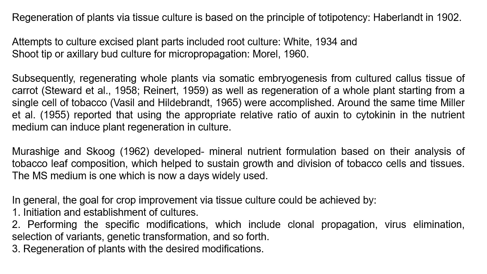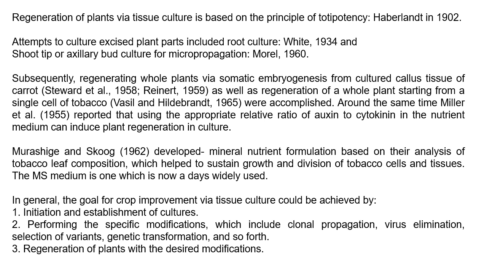Many scientists have now worked on media optimization, and they have come up with new media also. So in general, the goal of crop improvement via tissue culture could be achieved by initiation and establishment of cultures. For doing this, it is obvious that you first need to start establishing your cultures in the lab, correct? Then you perform some specific modifications with those samples or saplings in your lab, which could include clonal propagation or virus elimination, selection of good variants, then genetic transformation, and so forth.